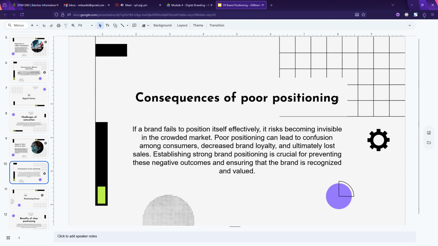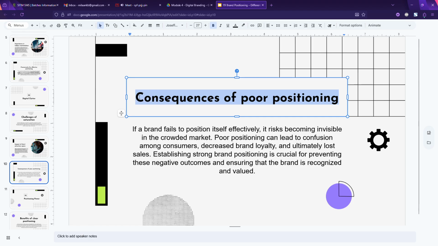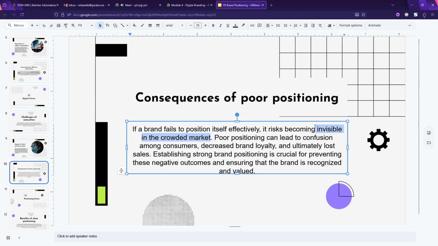And then there are the consequences of poor positioning. Of course, by now you all might have already understood, it's very easy to understand. If the positioning is poor, then they won't be seen, they won't be heard, they will become invisible in the crowded market. Poor positioning is not just about being invisible. Even if they have very good, interesting and engaging content, but the positioning is not that good and the online value proposition is not that clear, then poor positioning can lead to confusion among consumers.